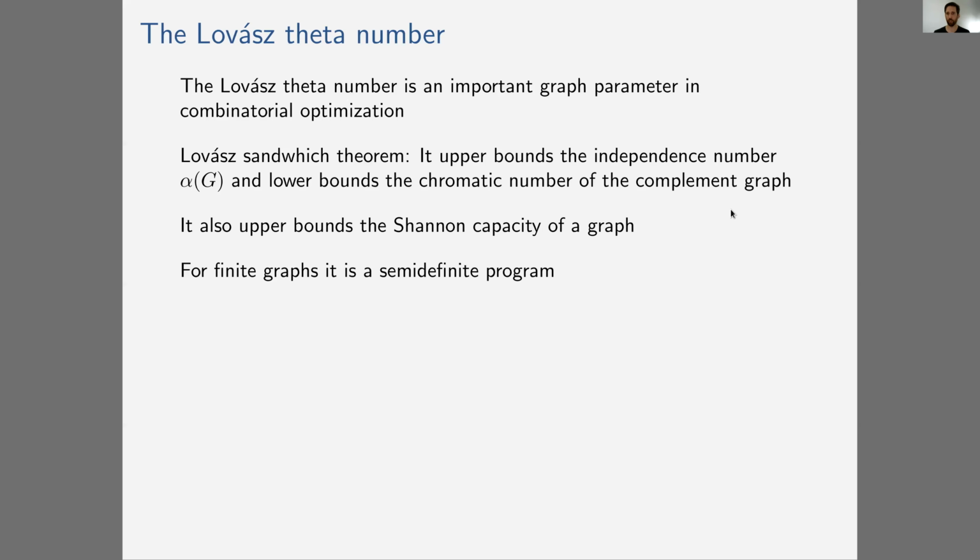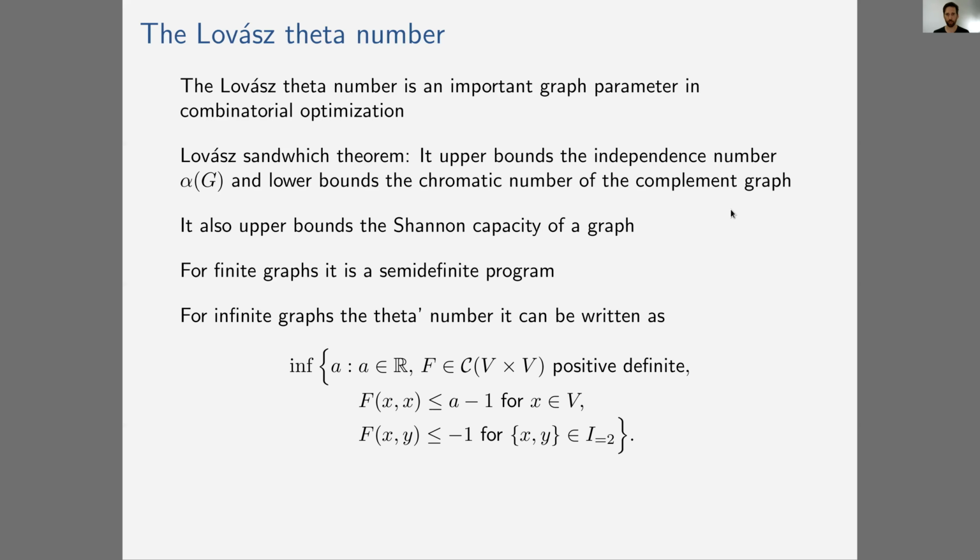For finite graphs, this is a semidefinite program. For infinite graphs, we can write this as an infinite-dimensional semidefinite program as follows. We minimize A over all real numbers A and over all positive definite kernels F on the vertex set times the vertex set, with these conditions: f(x,x) is at most A minus 1 for all vertices, and f(x,y) is at most minus 1 for all x, y not adjacent and not identical.